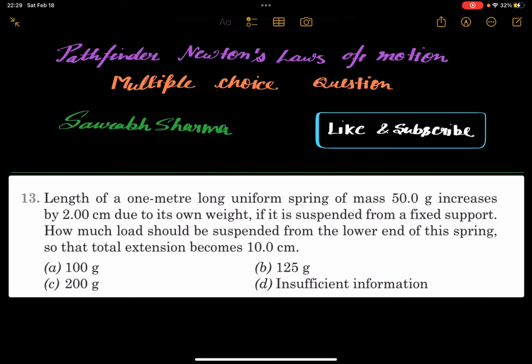So what is the wording of this question? The question is saying that the length of a 1 meter long uniform spring of mass 50 gram increases by 2 centimeter due to its own weight. If it is suspended from a fixed support, how much load should be suspended from the lower end of this spring so that the total extension becomes 10 centimeter?